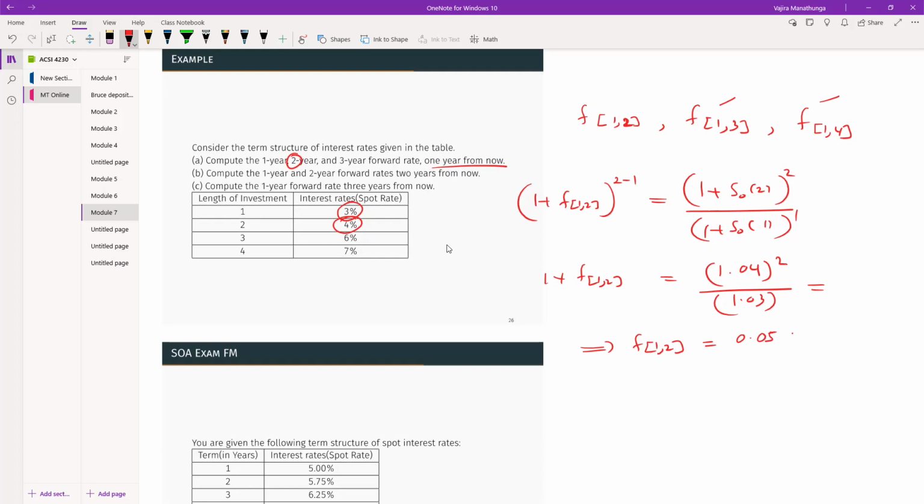Let's do part B. Compute the 1 year and 2 year forward rate 2 years from now. That means I'm calculating F starting from 2 years now, for 1 year, that's F2,3. The other one is 2 years from now, but 2 year forward, so F2,4. Let's do one of them.